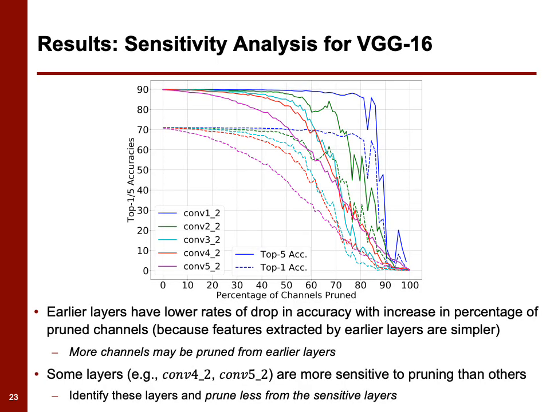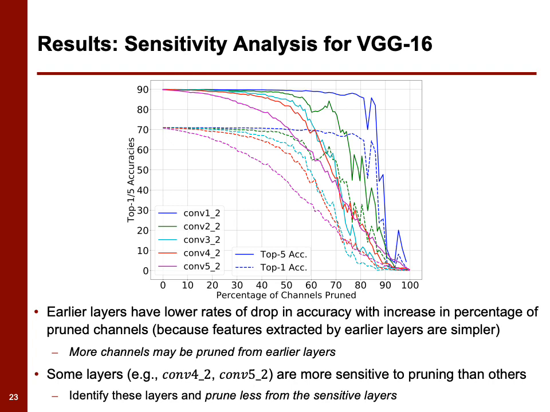Here are the results of the sensitivity analysis for the VGG16 model. It shows the sensitivity curves of 5 representative layers, ranging from early layers, shown as blue and green curves, to later layers, shown as red and purple curves. Because these layers have different numbers of input channels, the x-axis represents the percentage of pruned channels, and the y-axis represents top 1 and top 5 accuracies.